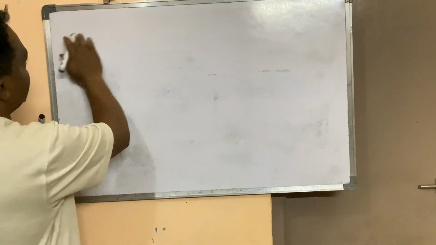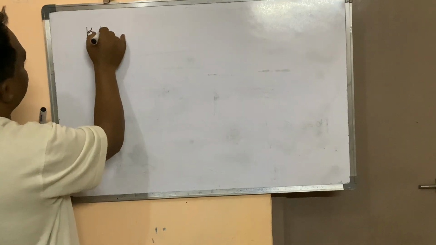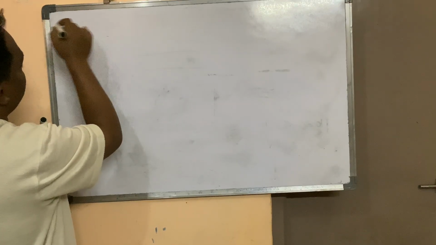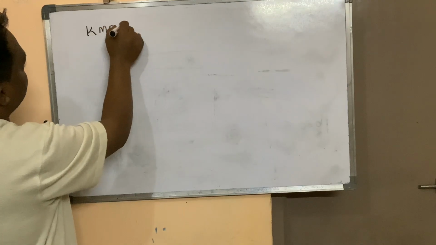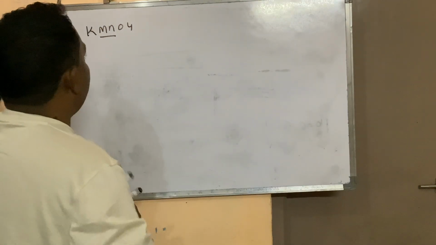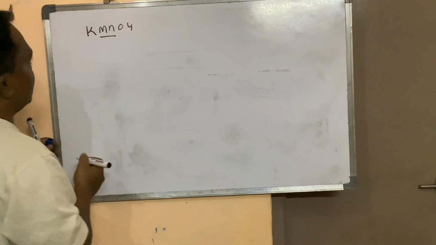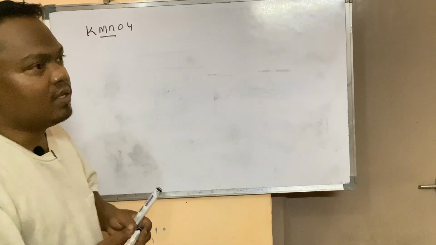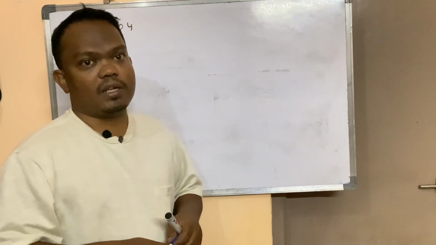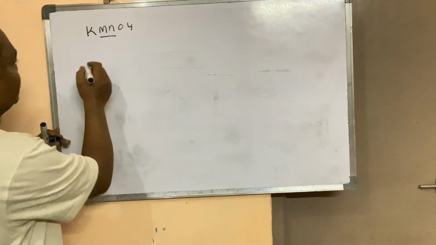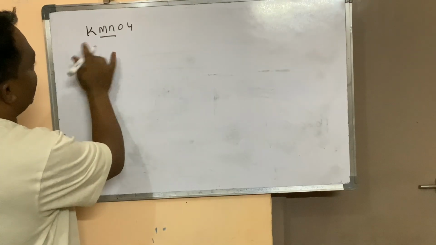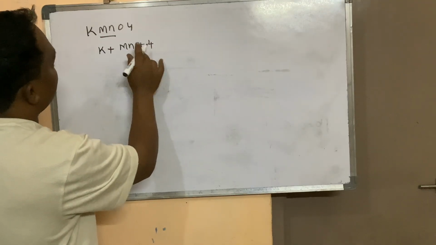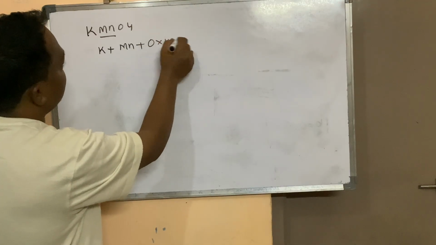Find the oxidation number of manganese in KMnO4. How do we calculate it? First of all, we have to know the rules. According to rule number 1, the sum of the oxidation numbers of all the atoms present in a molecule is equal to 0. That means the oxidation number of potassium plus the oxidation number of manganese plus 4 times the oxidation number of oxygen is equal to 0.